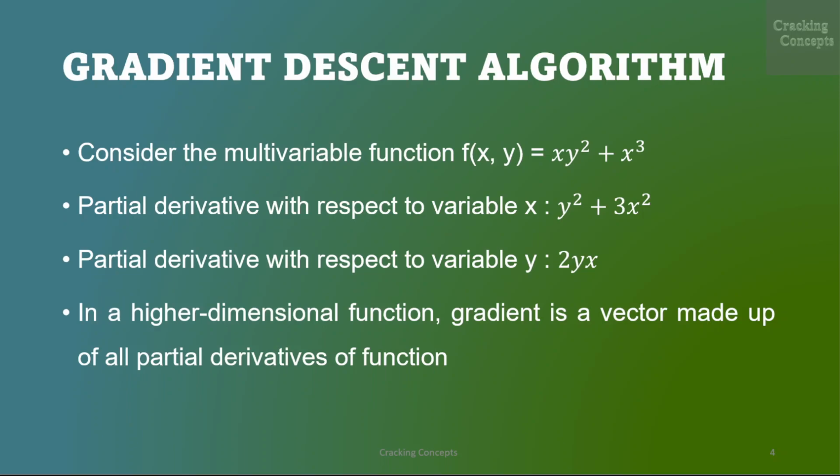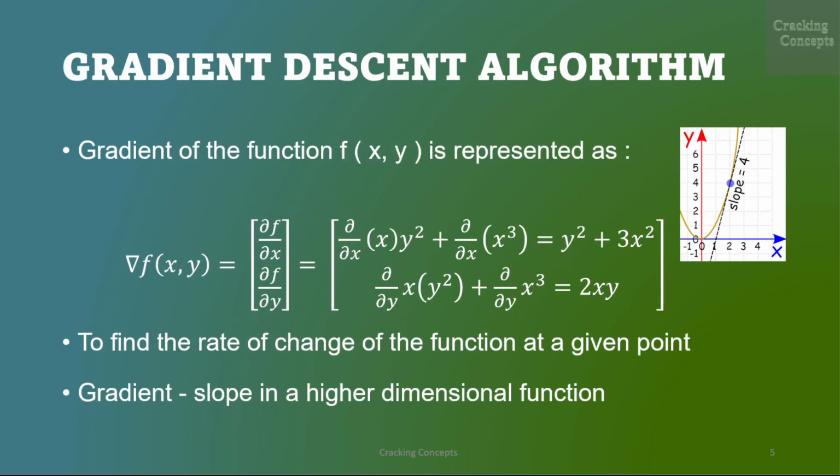Now in a higher dimensional function, gradient is a vector that is made up of all the partial derivatives of the function. In this case, both the partial derivatives of x and y are included in the gradient vector. Now gradient of a function f of x y is represented as inverted delta f of x comma y, giving a column vector just containing two values here, dou f by dou x and dou f by dou y, and we will substitute with the process we just did before. So the values will be y square plus 3x square and 2xy.